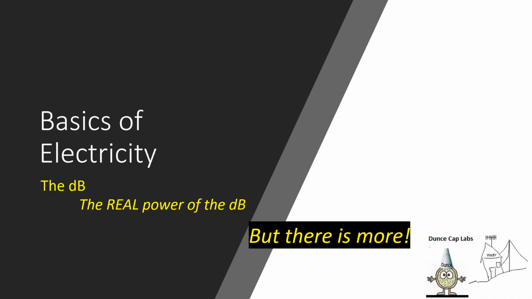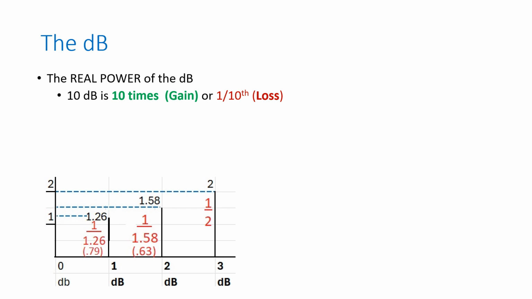Here's another little secret to the dB. In your brain, work it out over and over so that you know that 10 dB is 10 times the power as a gain, or 1/10 the power as a loss. Once you get that memorized or learned or burned into your brain, work on 3 dB being twice the power or half the power. You can try to remember these two, but I wouldn't worry about it. In fact, I'd make a little wallet card just like this one here.